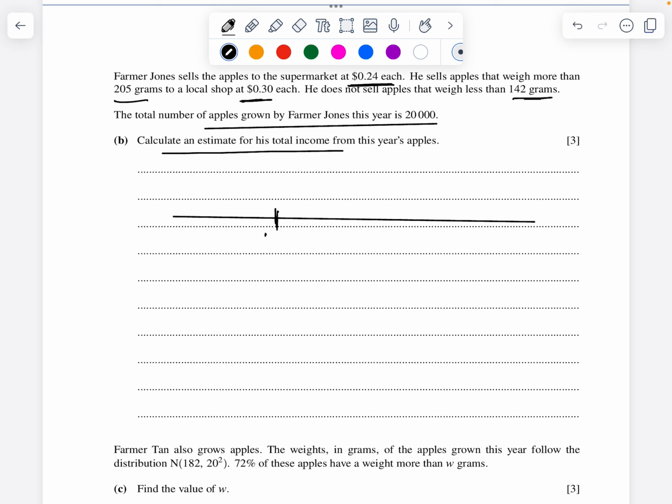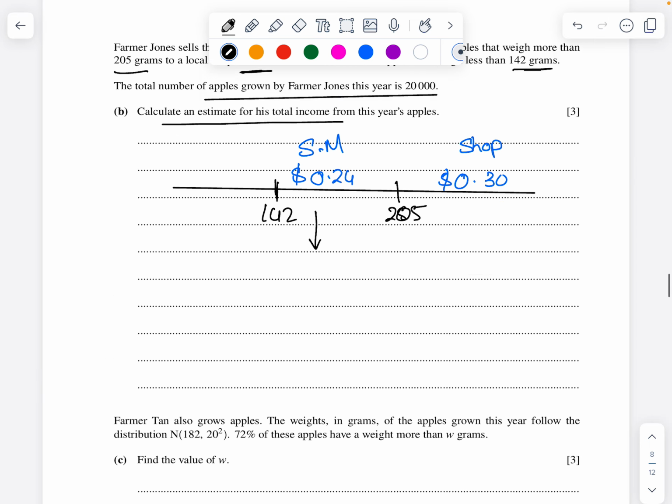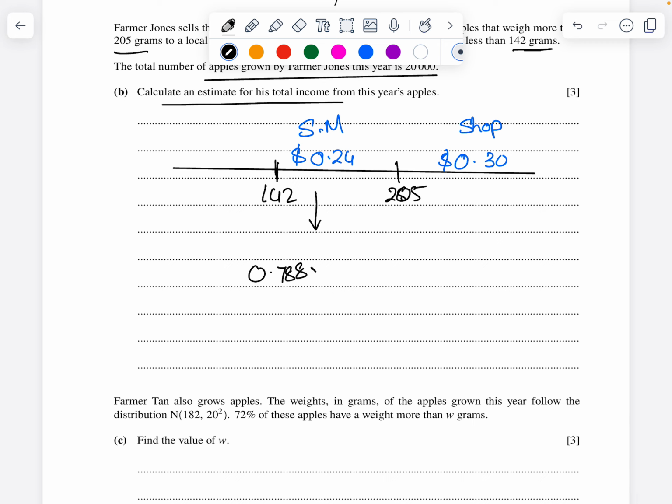So, between 142 and 205 he is selling them at $0.24, and more than 205 he is selling at $0.30. This is for the supermarket and this is for the local shop. Now we got that for this one the probability was 0.788. So 0.788 times 0.24 plus, for this one, 0.30 times the probability of X greater than 205.